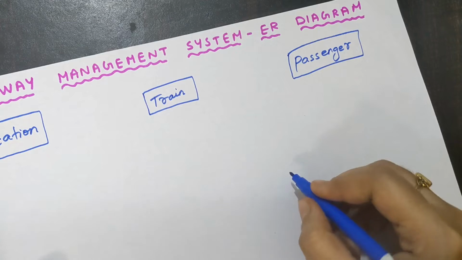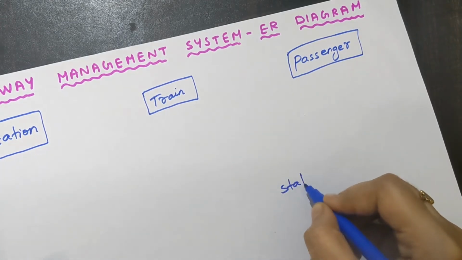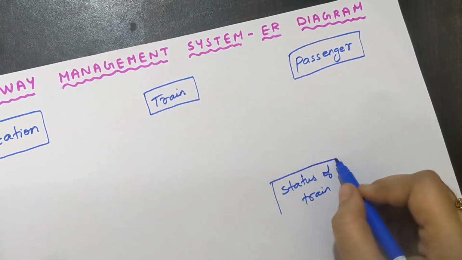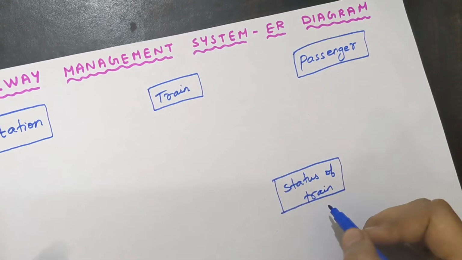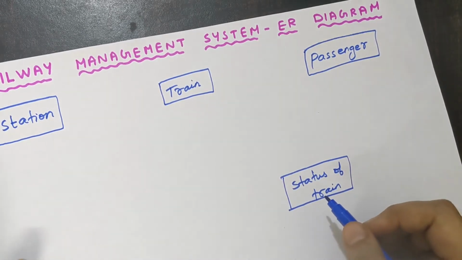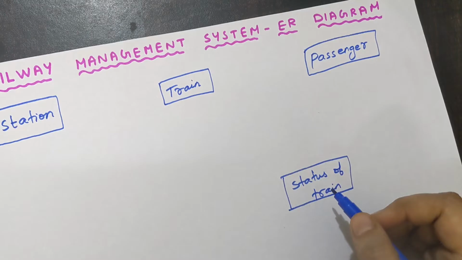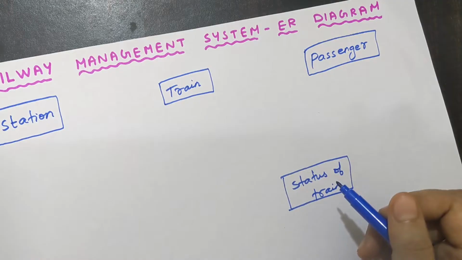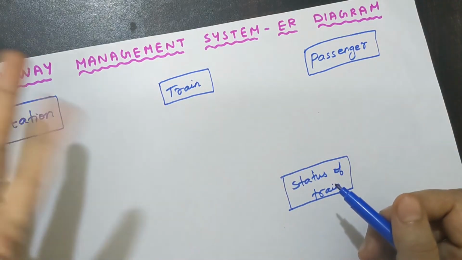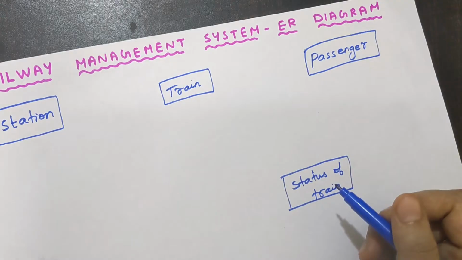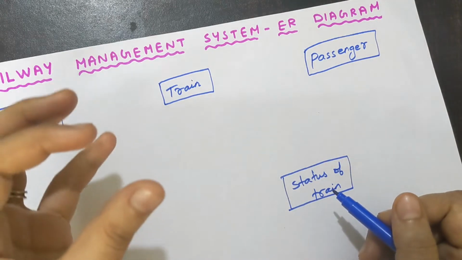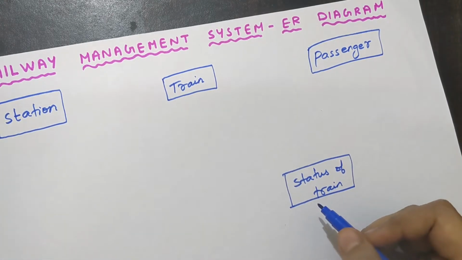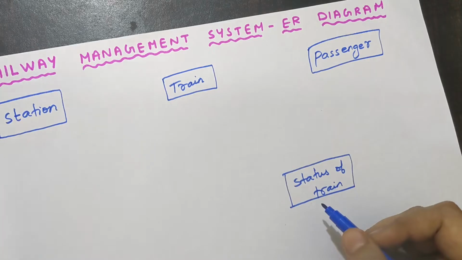Next, status of train. Is this physically existing? Definitely not. But you know the status of train, right? How many seats are there in a train? How many seats are available in this train? How many seats are in the waiting list? So details like this are the status of a particular train. So they are existing, but they are not physically existing. You can't touch the status of a train, but it is conceptually existing.